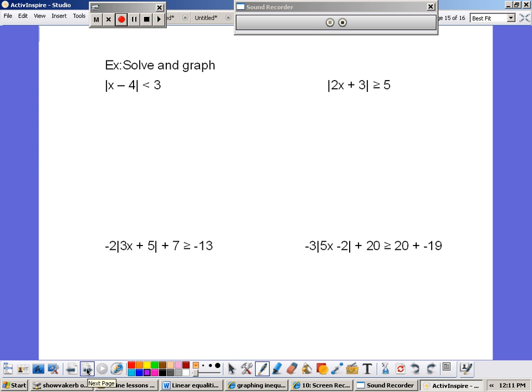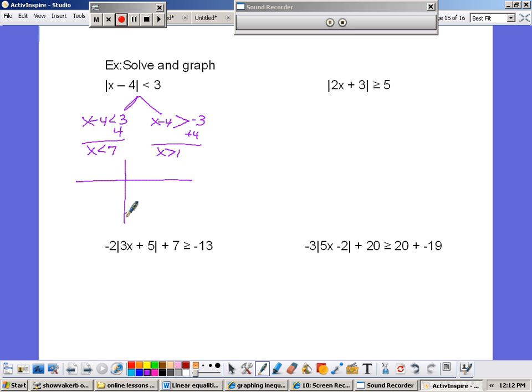Okay, the absolute value is by itself, so I split it into two. X minus 4 is less than 3. X minus 4 is greater than negative 3. The sign switches. I always hear from students, why didn't you switch the equal sign? How do you know I didn't? If you switch the equal sign, you still have an equal sign. Solve, x is less than 7. Solve, x is greater than 1. So in this case, my boundary points are 7 and 1, and I'm going to color in between, so when I do my absolute value, it's going to be colored in between.